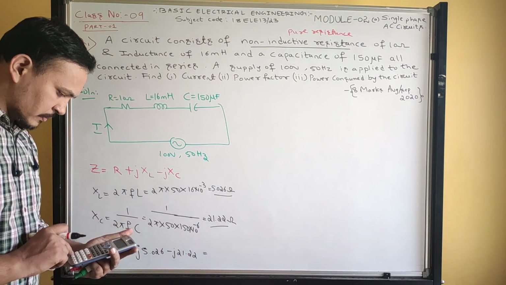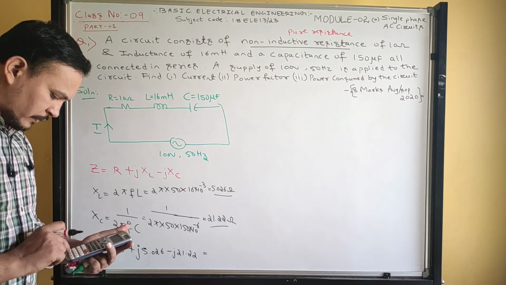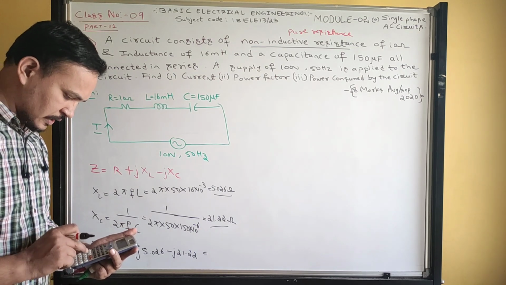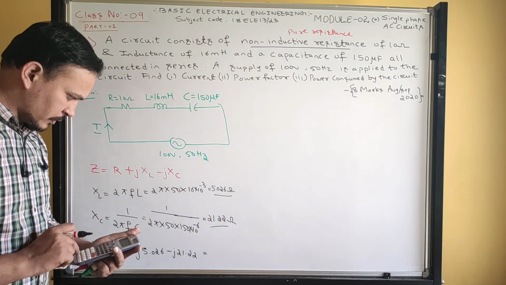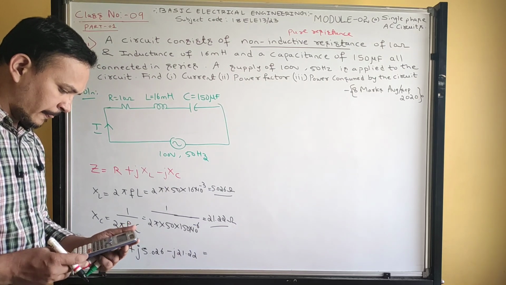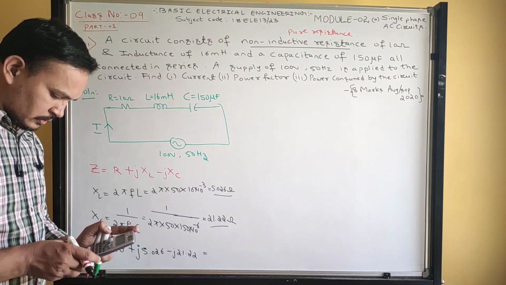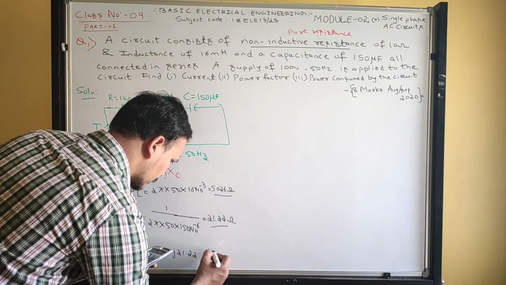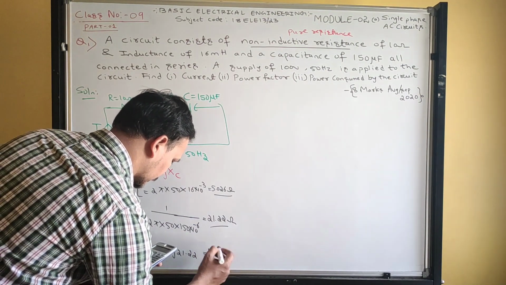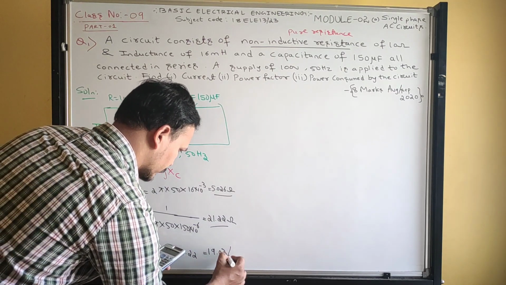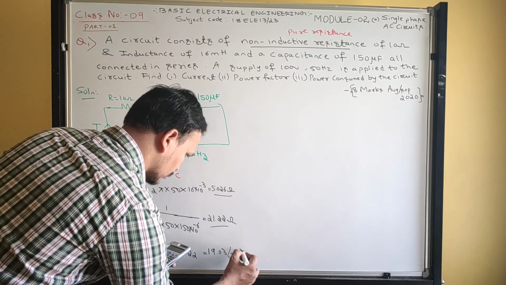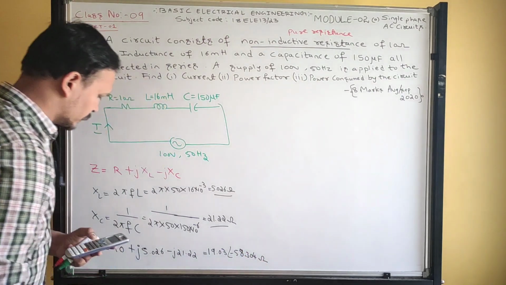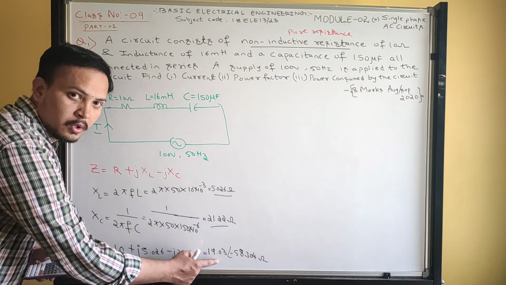So let's see how much we will get. 100, 5.026 J plus 5.026 J and minus 21.22 J. Converting into polar form, this is the answer we got: 19.03 at an angle of minus 58.304 ohms. So this is the overall impedance in polar form.